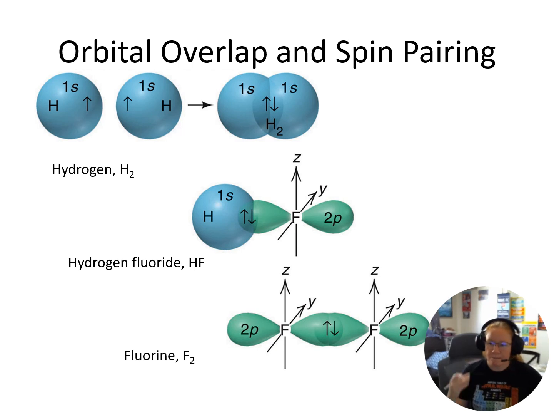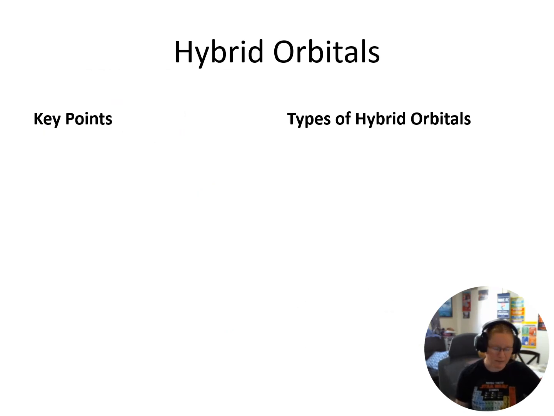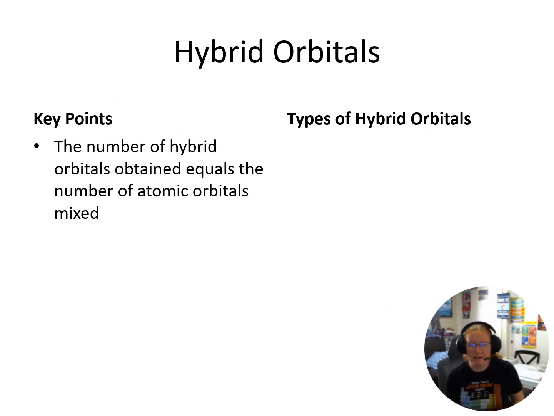But once I move past 2 things hooked together, that's where we start to see all of our 3-dimensional geometries, and that's where we start to see this hybridization. So when I look at hybrid orbitals, there are some key points. The first key point is that the number of hybrid orbitals has to equal the number of atomic orbitals mixed. So what does this mean?